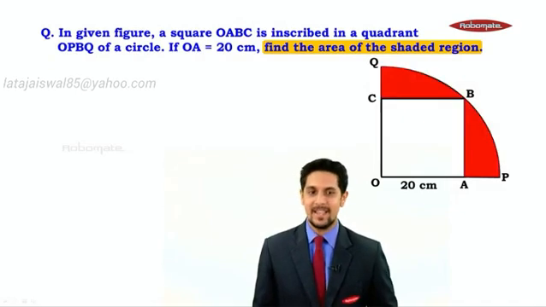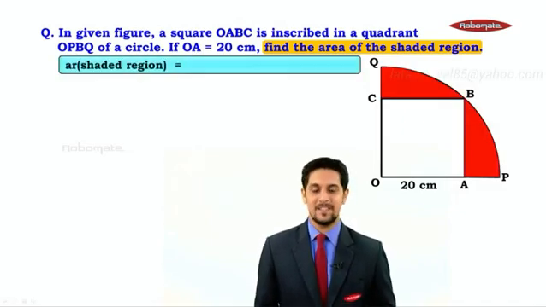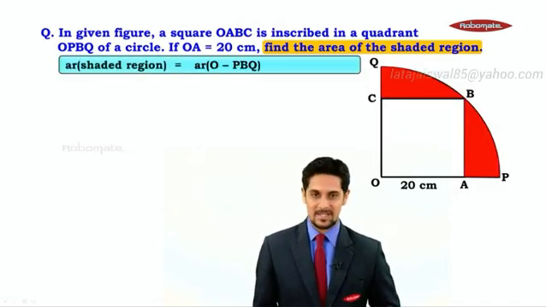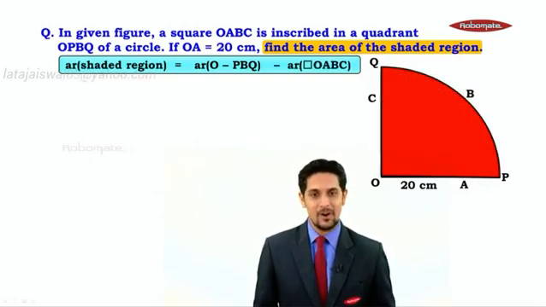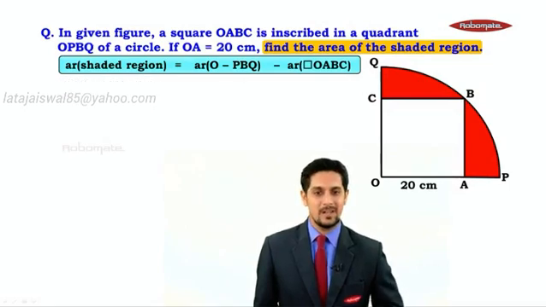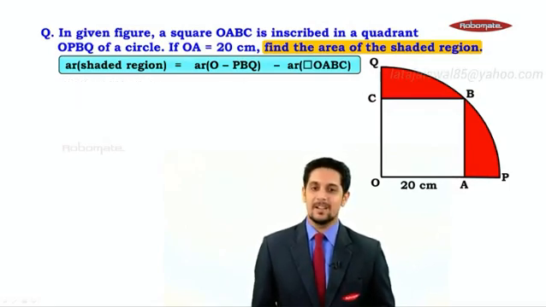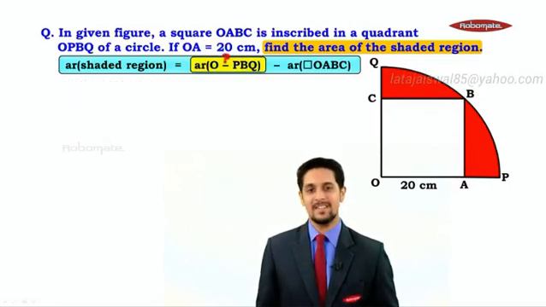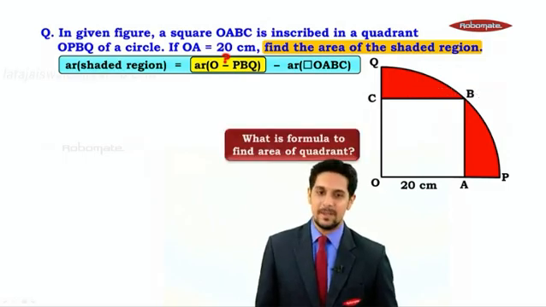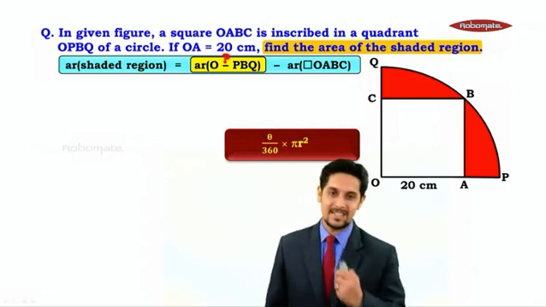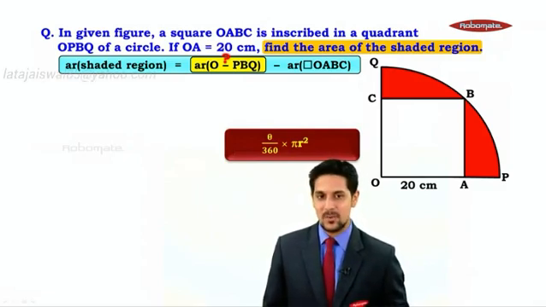So we can write the area of the shaded region is equal to area of the sector, which is O dash PBQ, minus area of the square, which is quadrilateral OABC. Now students, let us focus on finding the area of the sector. So tell me, what is the formula? It is nothing but theta upon 360 into pi r square.